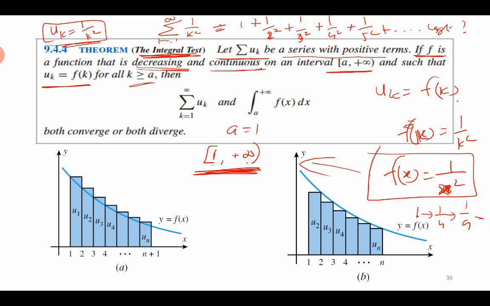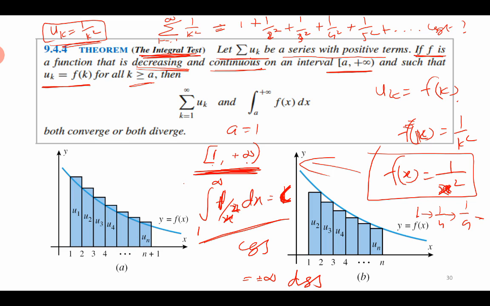So what does it say? If I write the integral from 1 to infinity of 1 over x square dx, and if you get a finite number, some constant c or any finite number, then this integral converges. If you don't get a finite number, if you get plus or minus infinity, then the integral diverges, isn't it? So if the integral converges, then the series converges. If the integral diverges, then the given series diverges.